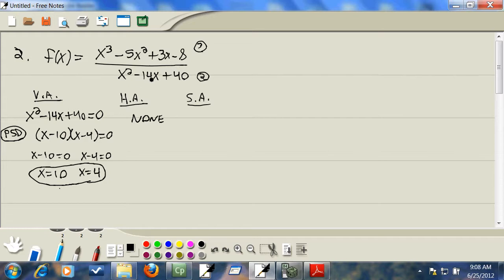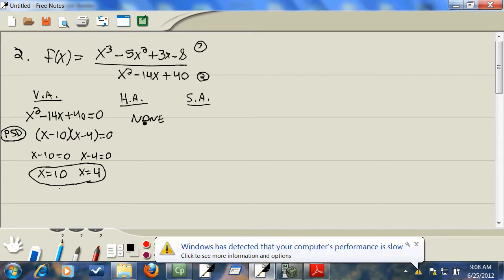Now, if the degree of the bottom is larger, then your horizontal asymptote is y equals 0. And if they're the same, then you take the number off the x to the largest power and create a fraction out of it, the coefficients.